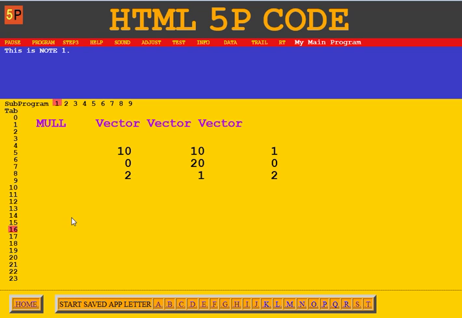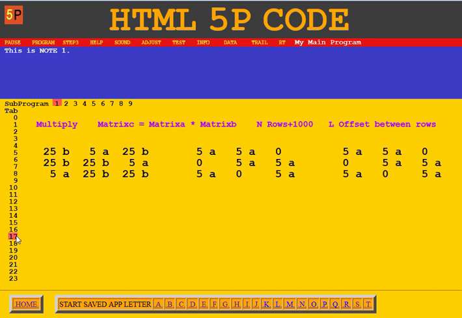Alright, now we're going to go to matrices. This is multiply this matrix times this matrix, and it gives this matrix. This matrix is at A1, this one's at A2, this one's at A3. So it's multiplying the one at A2 times the one at A3, giving the one at A1.